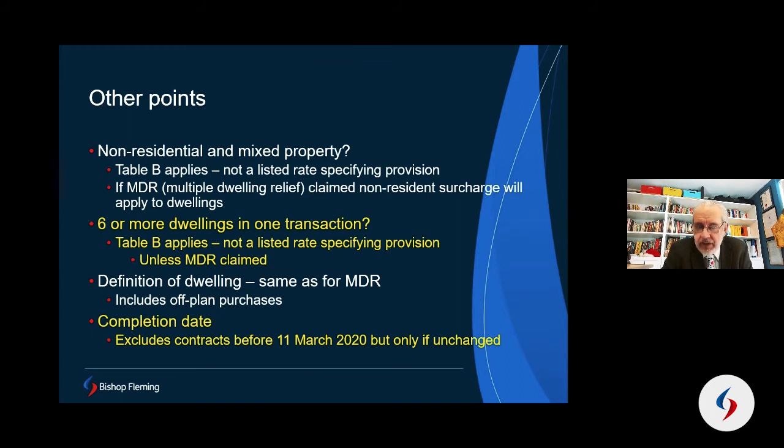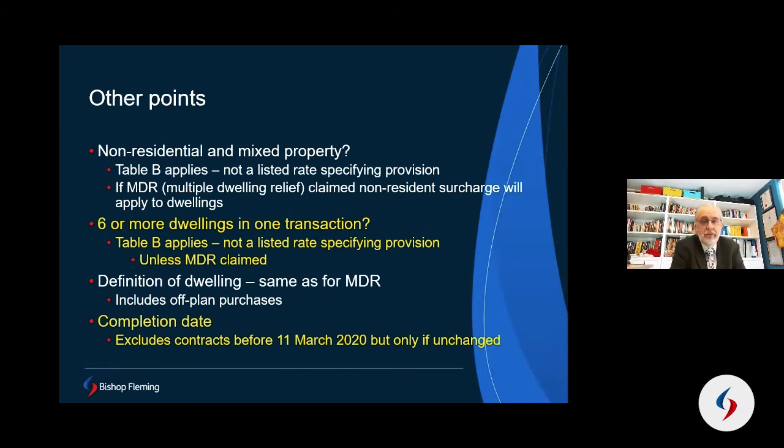We're expecting a possible legislation change, maybe in the next budget, to clarify all this, and it would seem odd if the two rules would remain different in the way NVR applies. Similarly, if you buy 6 or more dwellings in a single transaction, all residential, the fact we've got 6 or more dwellings takes us out of Table A into Table B. Table B is treated as mixed property or non-residential property. It's not a listed rate specifying provision, and so the surcharge does not apply even if the buyer is non-resident, again, unless we claim MDR, again, with that qualification already mentioned.